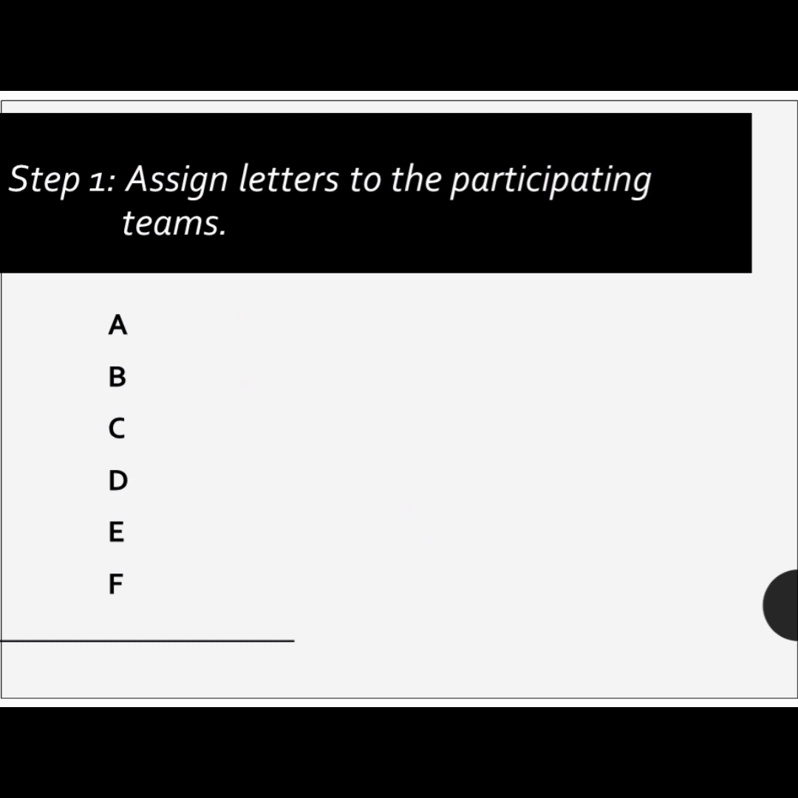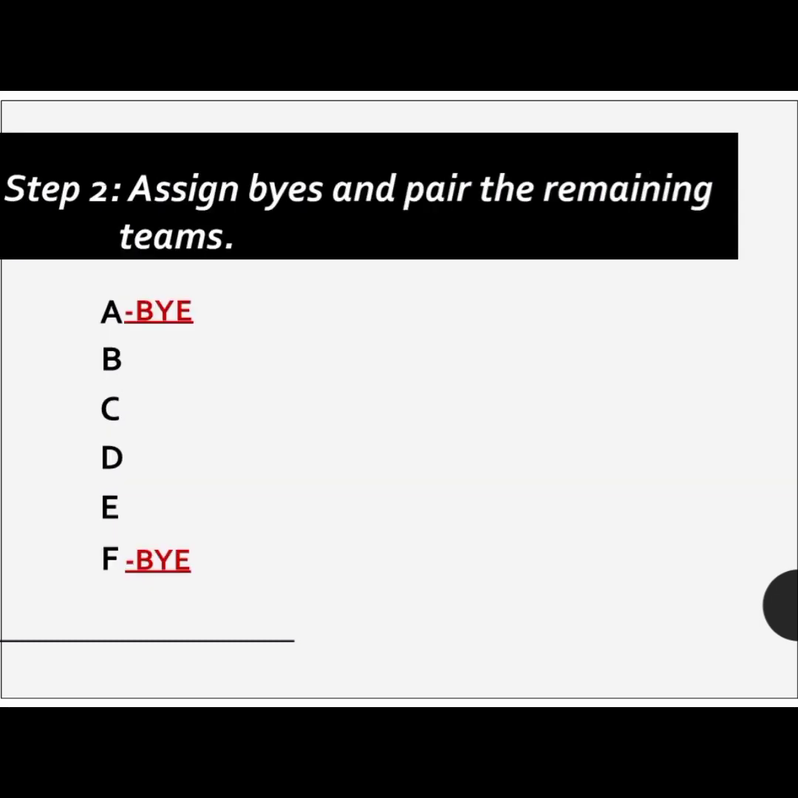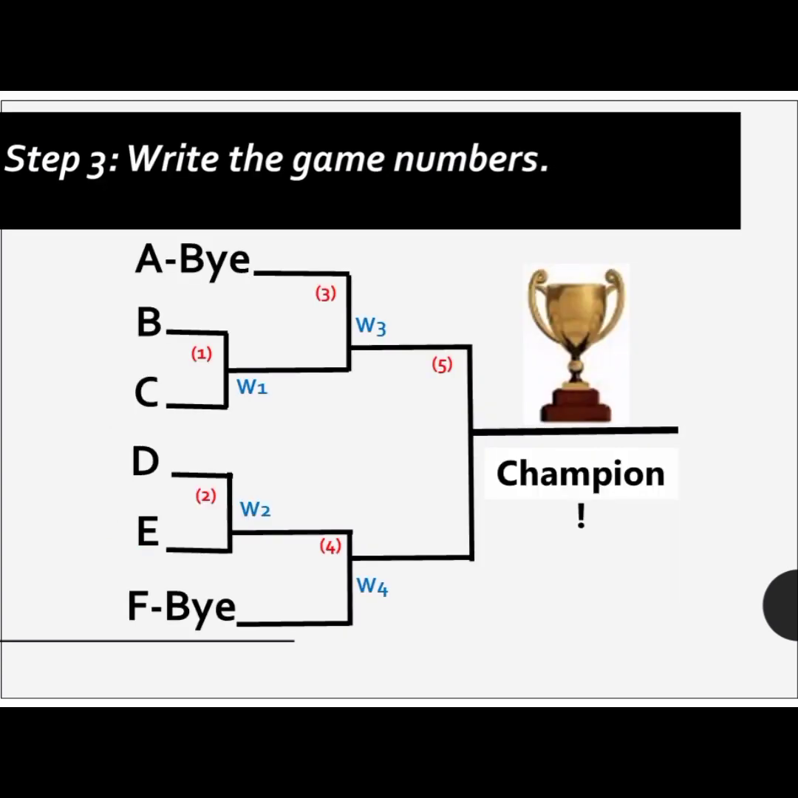Okay, our step 1, we have to assign letters for the participating teams. And next, we have to assign the byes and pair the remaining teams. Okay. Since as we solved a while ago, we need to have 5 games. So here is the correct layout of our 5 games in 6 teams in single elimination.